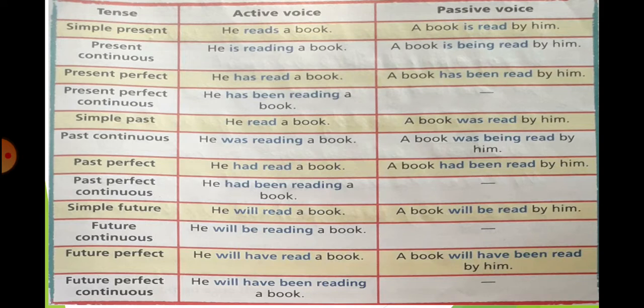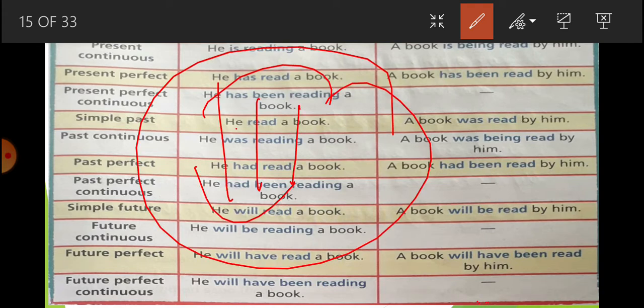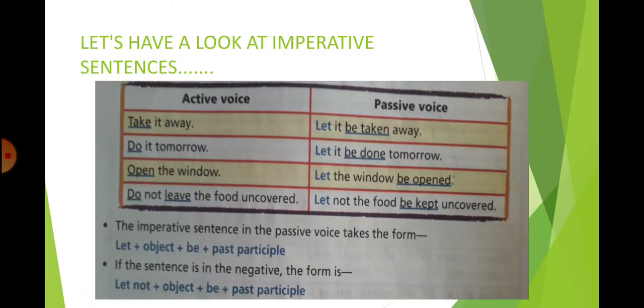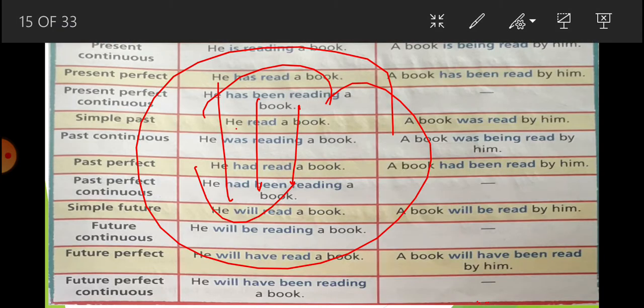Next is present continuous. We are reading a book or he is reading a book. We will change it into "is being read". So: a book is being read by him. In passive voice, we can use only the third form of the verb, the past participle. This is also one of the most important rules. We only have to use the third form of the verb, be it in present, past or future.